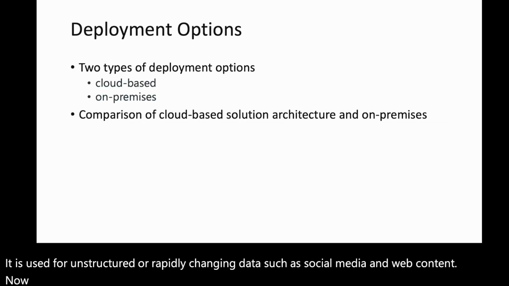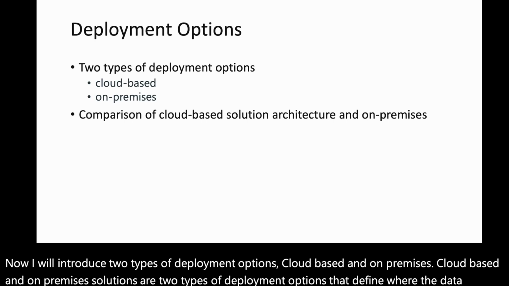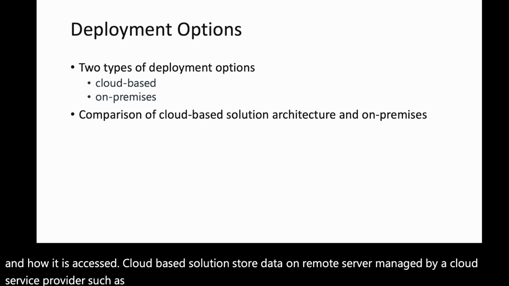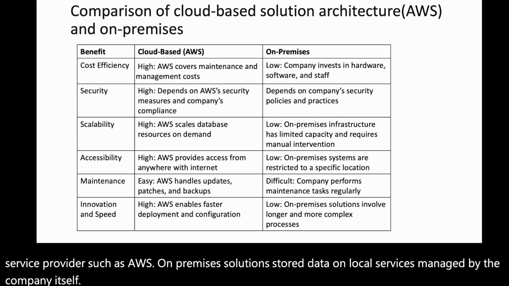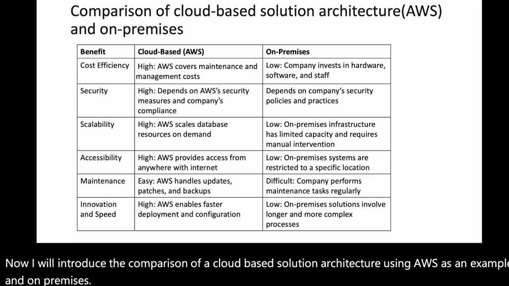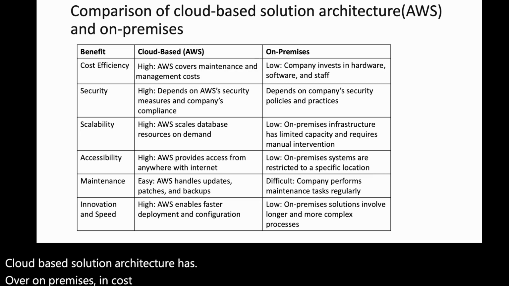Now I will introduce the two types of deployment options, cloud-based and on-premises. Cloud-based and on-premises solutions are two types of deployment options that define where the data is stored and how it is accessed. Cloud-based solutions store data on remote servers managed by a cloud service provider such as AWS. On-premises solutions store data on local servers managed by the company itself. Now I will introduce the comparison of a cloud-based solution architecture, using AWS as an example, and on-premises. Cloud-based solution architecture has benefits over on-premises in cost efficiency, security, scalability, accessibility, maintenance, and innovation and speed.